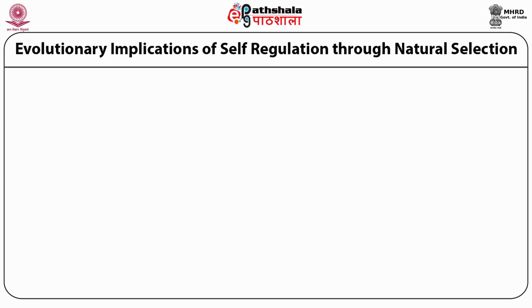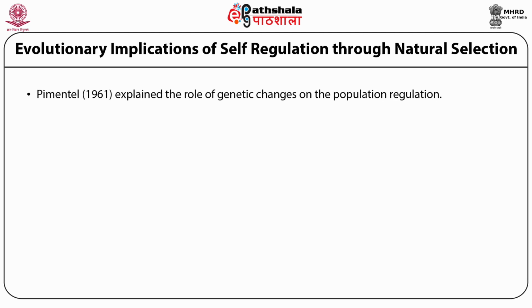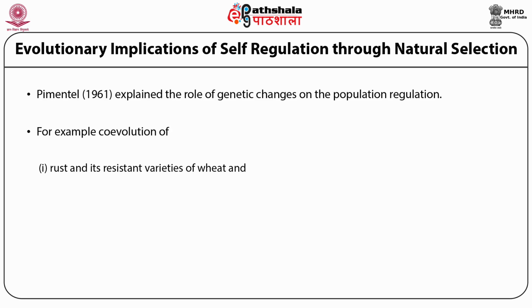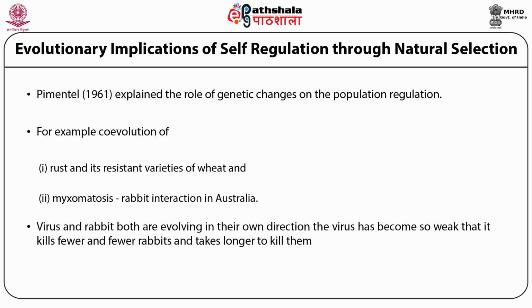The evolutionary implications of group selection were explained by Pimentel. He explained the role of genetic changes in the population regulation. He explained it by giving the example of coevolution in rust and its resistant varieties of wheat, and myxomatosis and rabbit interaction in Australia. In Australia, rabbits were introduced and they were evolving in their own direction. When virulent virus of myxomatosis was introduced in Australia, initially the population of rabbits started declining very rapidly.